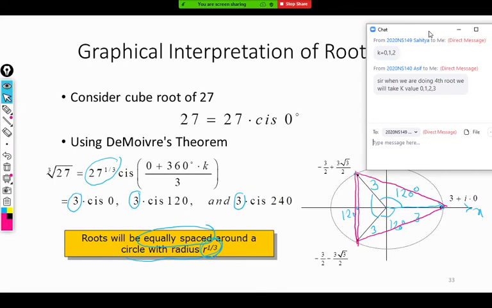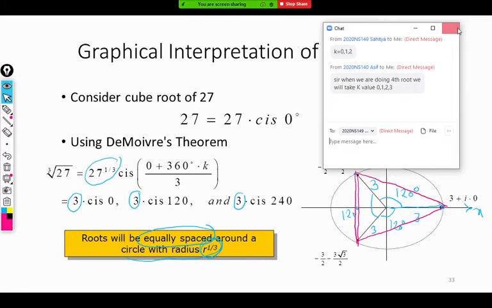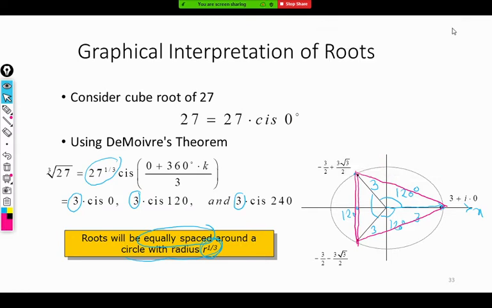Yes, Asif, you are saying when we have to find 4 roots of, suppose, 27, then we replace k by 0, 1, 2, and up to 3 only, correct? Okay, so there is no need to replace k by 4, 5, 6 further values because that will give us the same answer. Okay, that's correct. Any doubt? Is there any doubt?